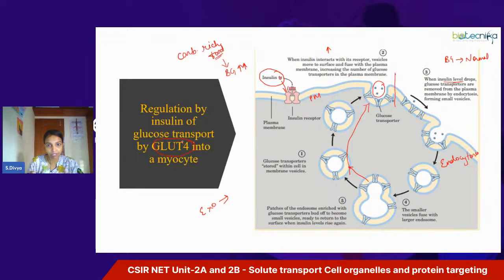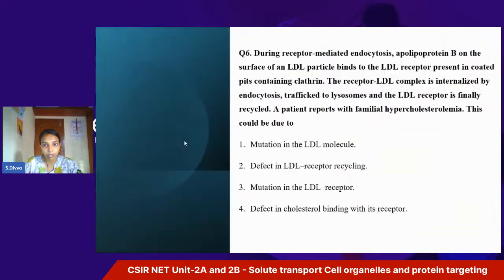This image you are able to understand what exactly it is, right? Okay, moving on to the next question.